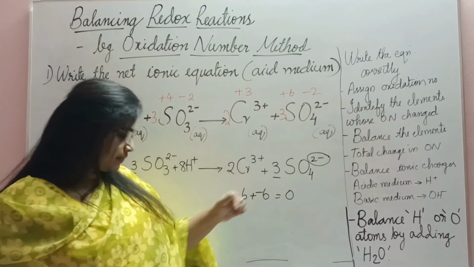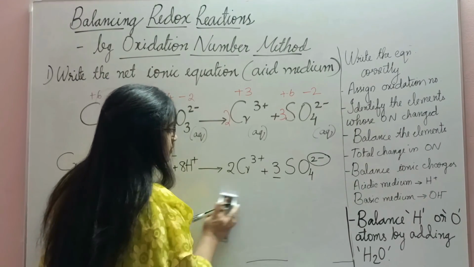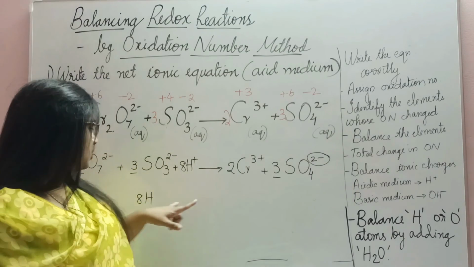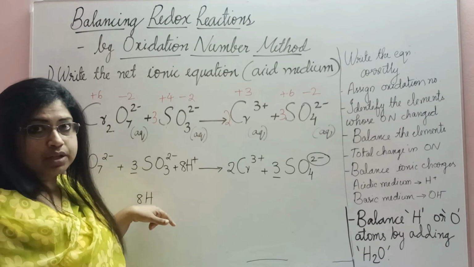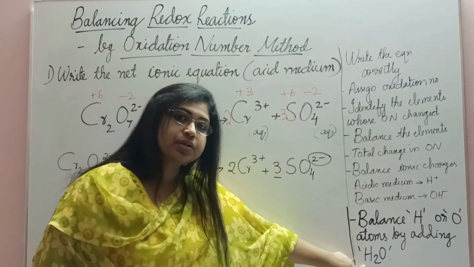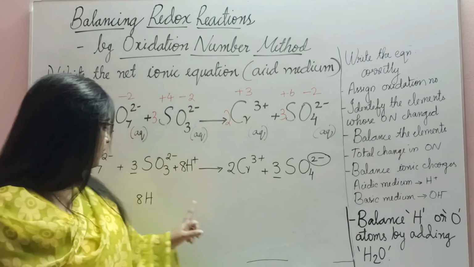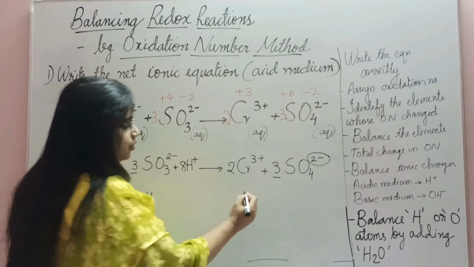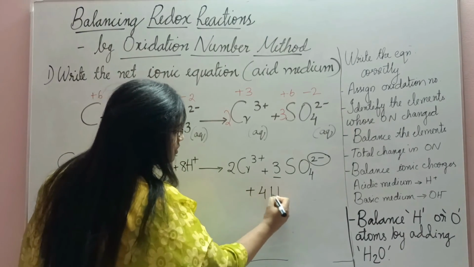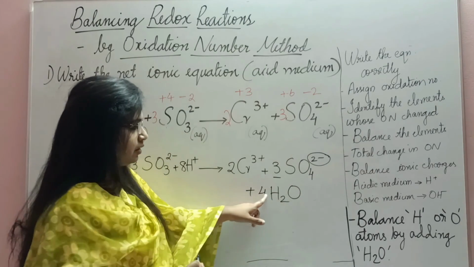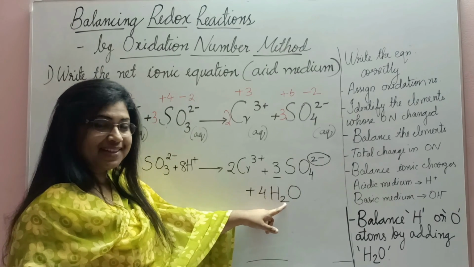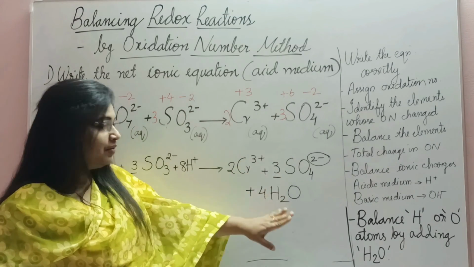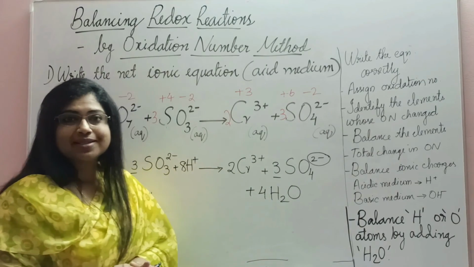On the product side, there are no hydrogen ions. So we need to add water molecules. In water molecules, already 2 hydrogen atoms are there. For 8 H plus, children, we need to take 4 water molecules. 4 twos are 8. So by adding water molecules on the appropriate side, we can balance hydrogen and oxygen atoms.